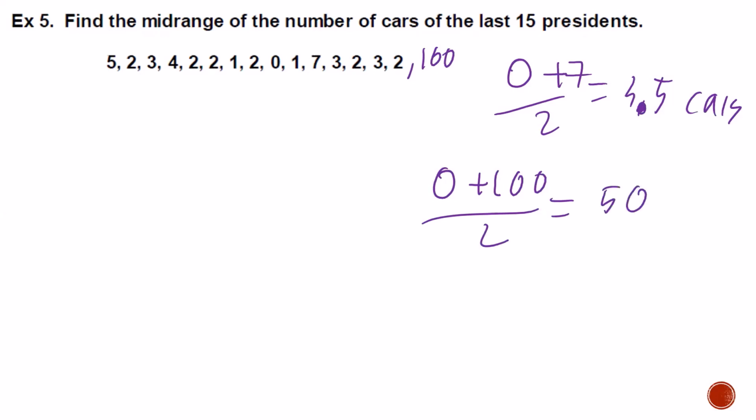You get 50 cars, which is even worse than 8.7, right? So yeah, mid-range is just terrible. I don't know if we're ever going to use it again in this class after this chapter, but they mention it.